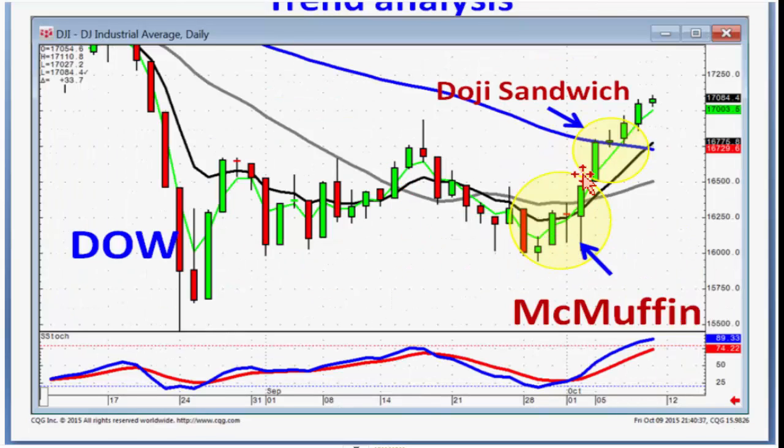again, here's kind of the different patterns that we can see. This is what we call a McMuffin. This is our morning star signal, which is the T line and the 20. The T line is the black line. The 20 is the gray line. The T line is just the 8 exponential moving average.